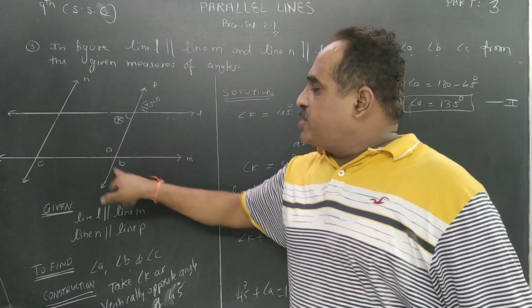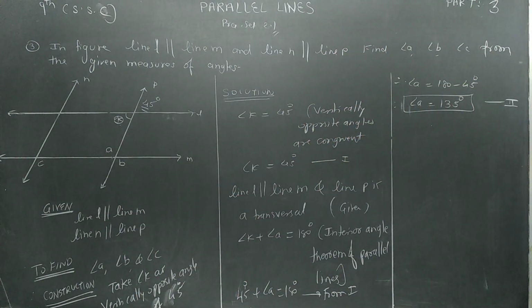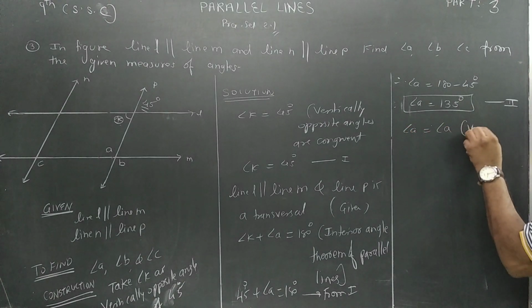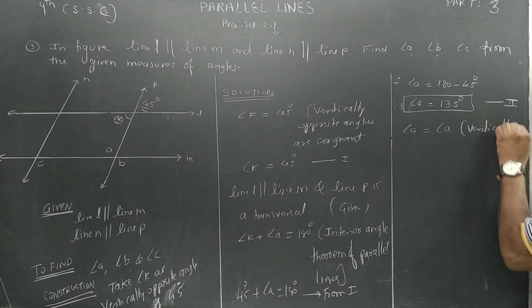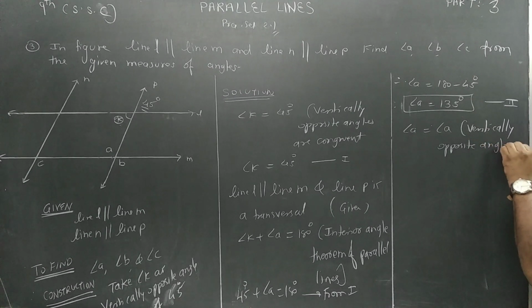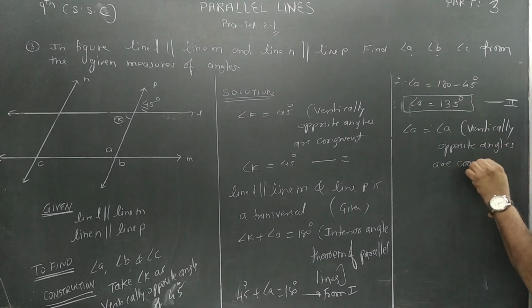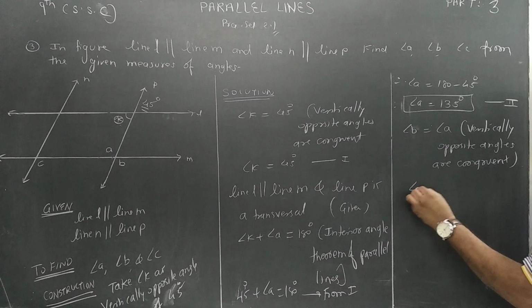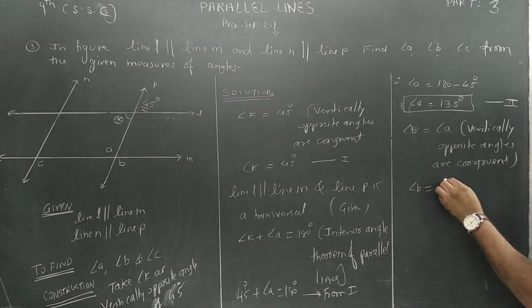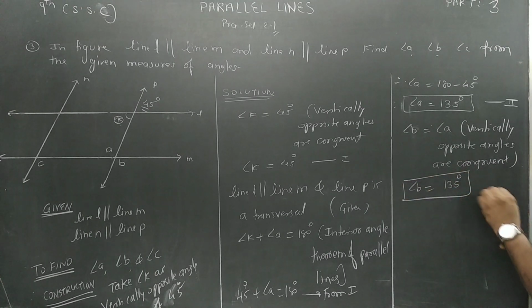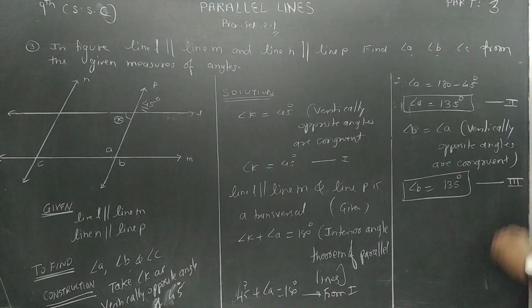What is the relation between A and B? It is easy. Angle B is equal to angle A, the reason being vertically opposite angles are congruent. Vertically opposite angles are congruent. Sorry, angle B is equal to angle A. So angle B is equal to how much? 135 degrees. This is equation 3.